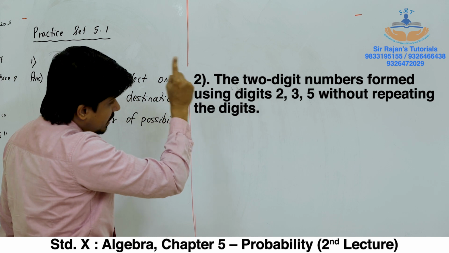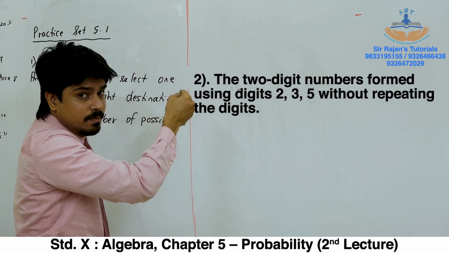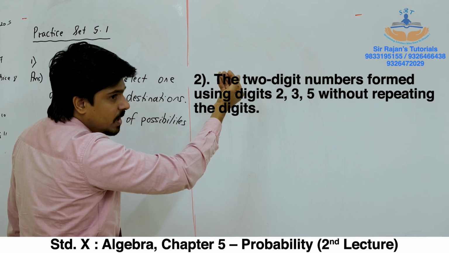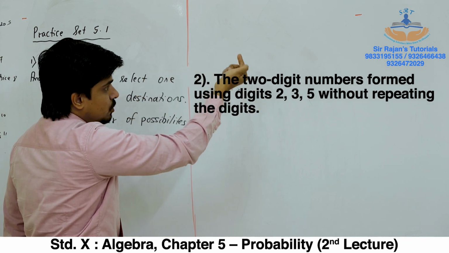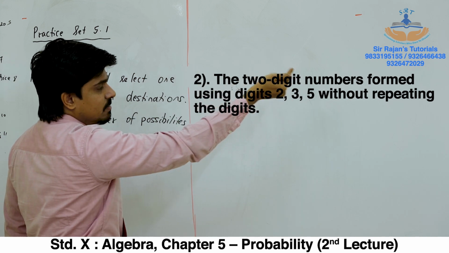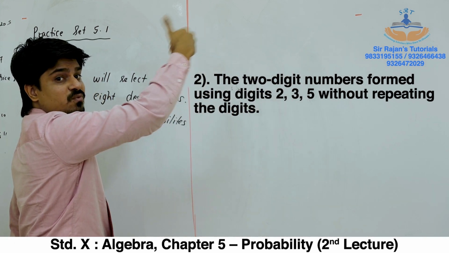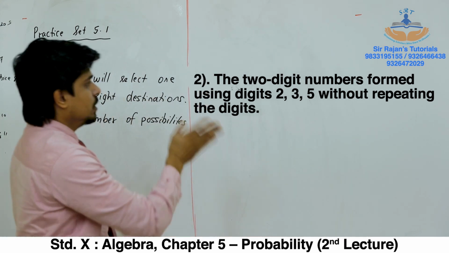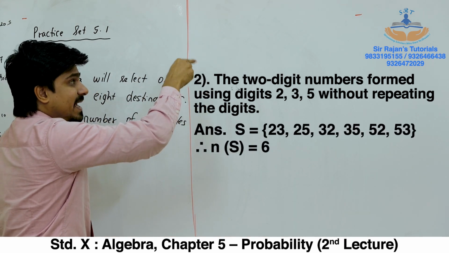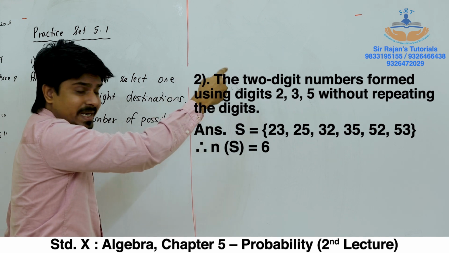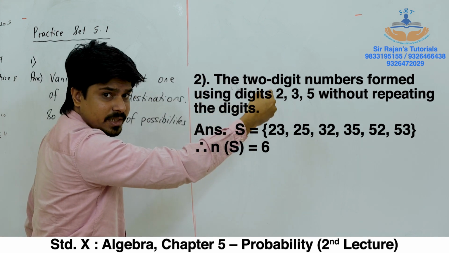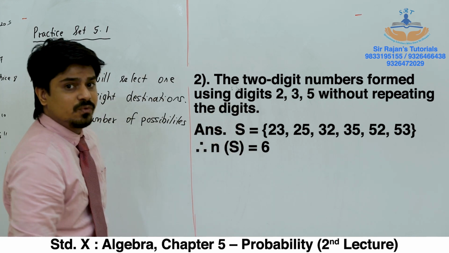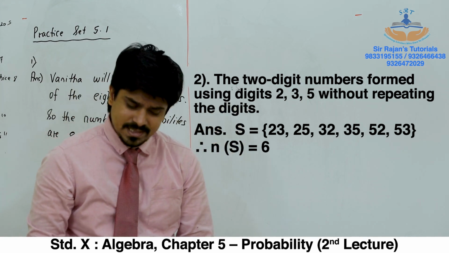Then can I take 2 and 2? No, because digits cannot be repeated. Now you go to 3. अब नंबर वाला सम, you can come behind. So 3 के साथ में 2, then 3 के साथ में 5. So 32 and 35, then 52 and 53. There are 6 different possibilities. So your sample space as it goes, S is equal to 23, 25, 32, 35, 52, 53, and n of S will be equal to 6.